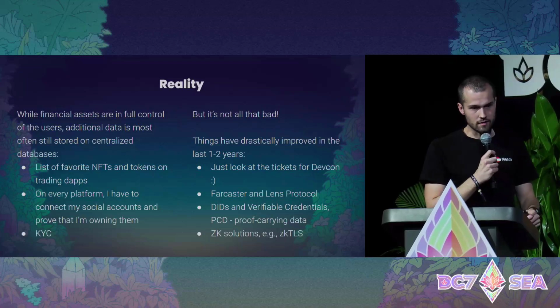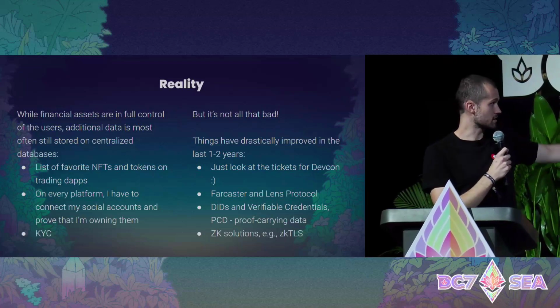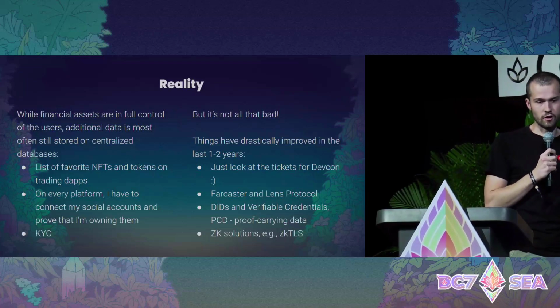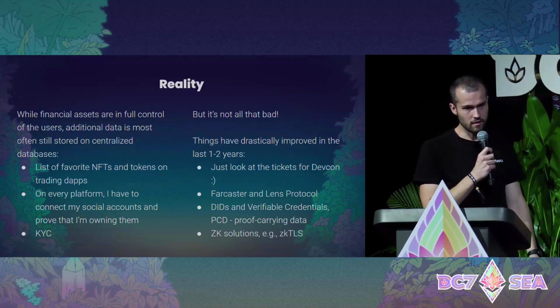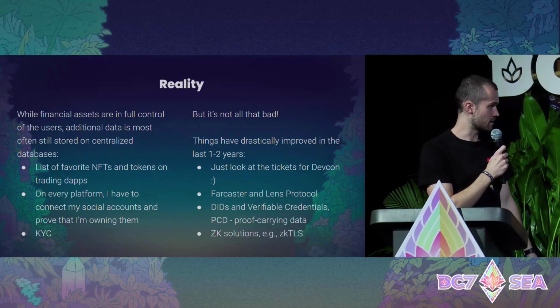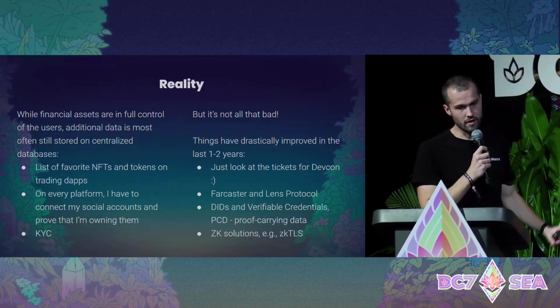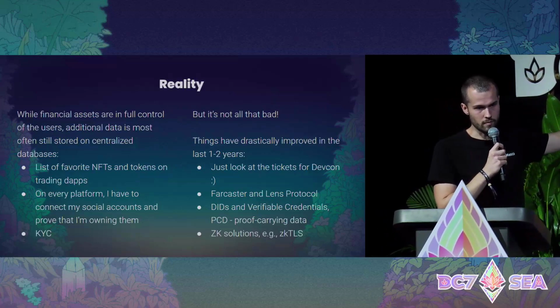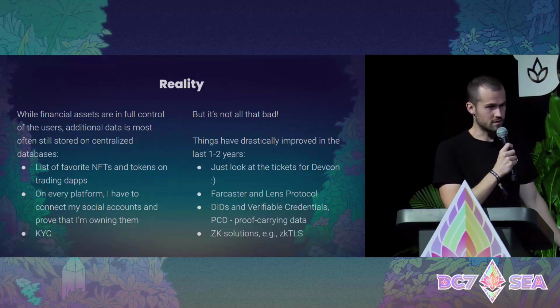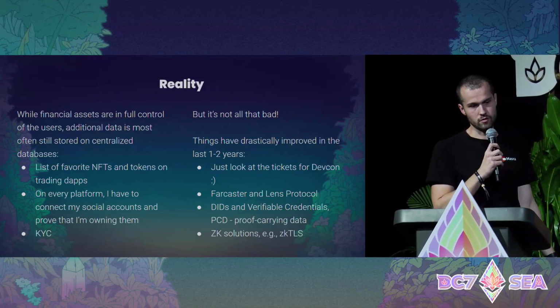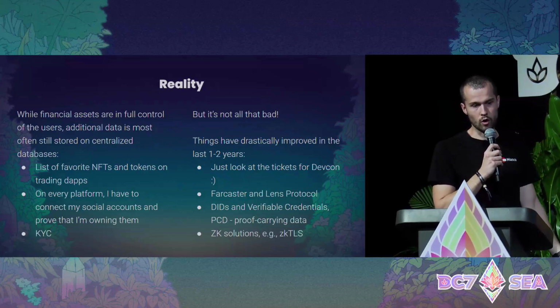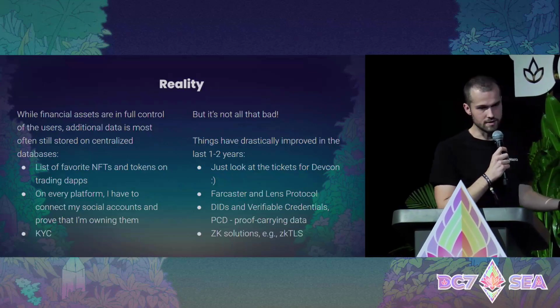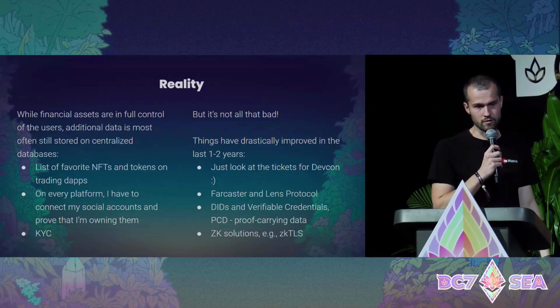So what's the reality? Financial assets in decentralized applications are in our control, but the data is usually stored in centralized databases. For example, the list of my favorite NFTs or tokens on trading dApps is usually stored on each platform in their centralized databases. On every platform, you have to connect your social accounts and prove that you own them, and you have to repeat this on every platform. And the KYC also, you have to repeat on each platform.